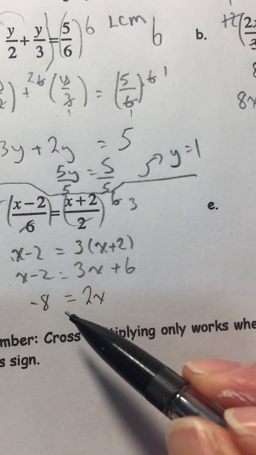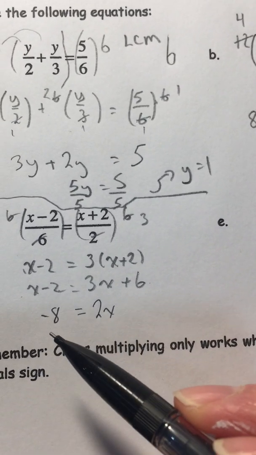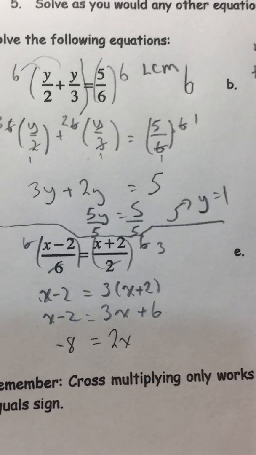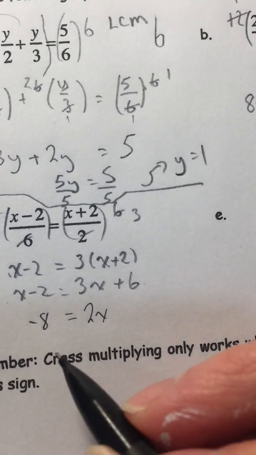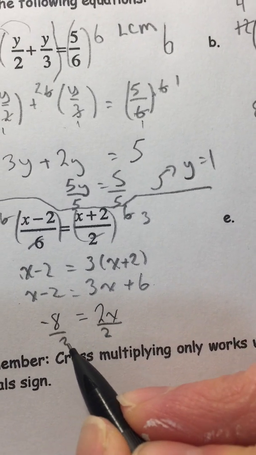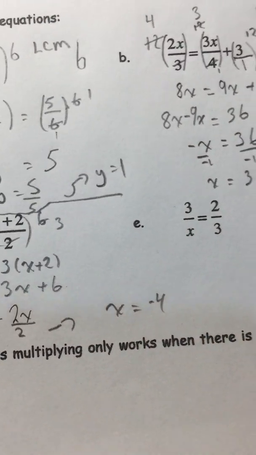Now, if you want to actually write that down and do it in 2 steps, you can. But if you're able to understand it, it's better to skip it, because then there's less writing, less confusing. Okay, and then the last step, of course, is to divide both sides by 2 to get x is equal to -4.